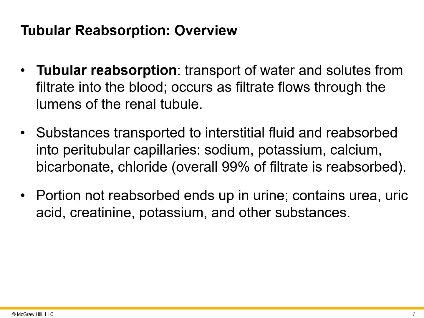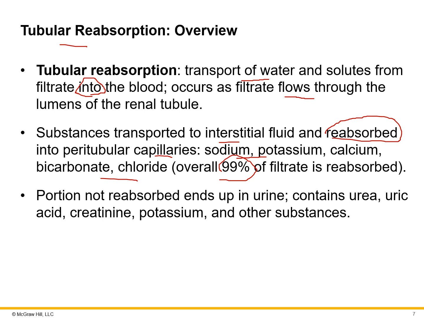Now, if we switch over to tubular reabsorption, this is the transport of the water and the solutes from the filtrate back into the blood. It just occurs as it flows through the lumen of the renal tubule. Substances get transported into the interstitial fluid. And again, this is going to be reabsorption into the peritubular capillaries, and it includes sodium, potassium, calcium, as well as bicarbonate and chloride, and about 99% of the filtrate actually gets reabsorbed.